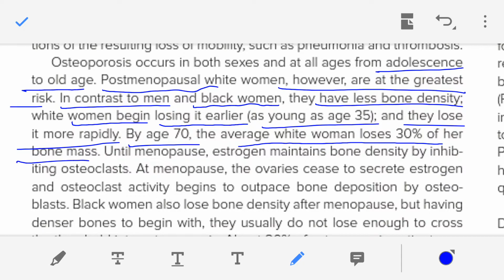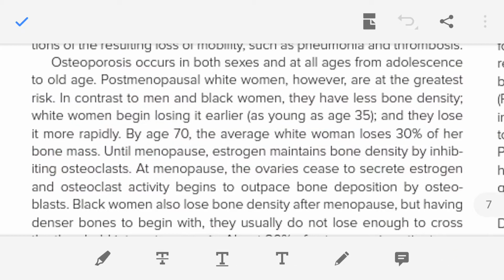Now, until menopause, estrogen maintains bone density. So in young women, the proper amount of estrogen is produced, so bone density is maintained. But what happens at old age, after menopause? Osteoclast activity is going to start. These osteoclasts reduce the bone density, and they also reduce bone deposition. So that's why the bone mass decreases, the bones become porous, and the woman suffers from osteoporosis.